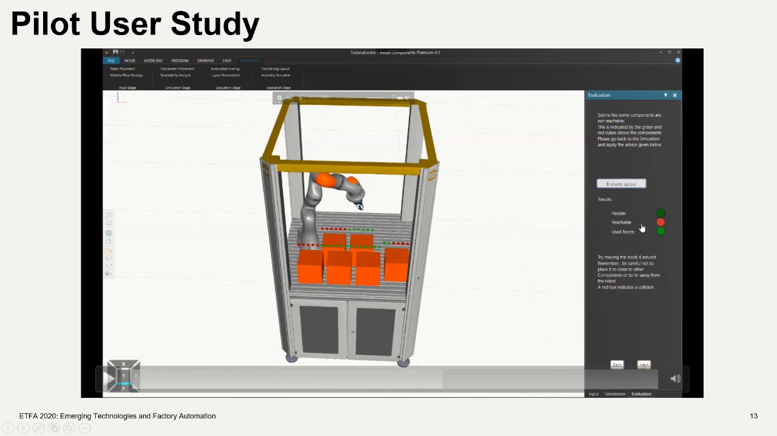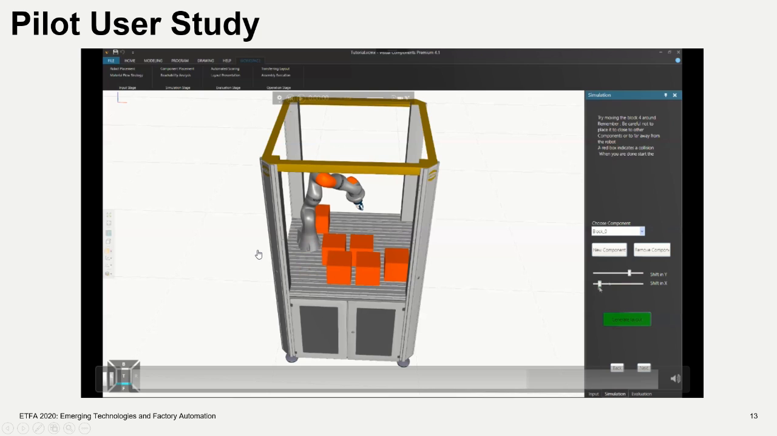He gets an advice, okay, here's something wrong with the reachability, and also he gets some advice, okay, try to move the block number 4 around a certain point to improve the reachability. And this is what the user is going to perform next. So he has the possibility to interact with the system and to revise or manipulate or improve the system by choosing a component and moving it around and improving the whole situation by his or her experience.